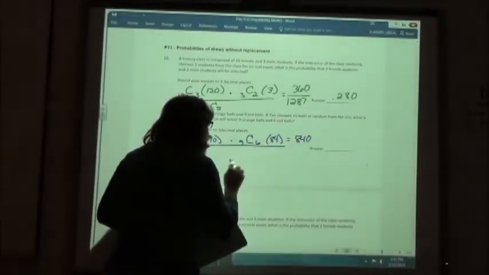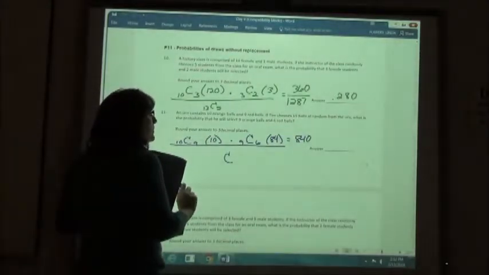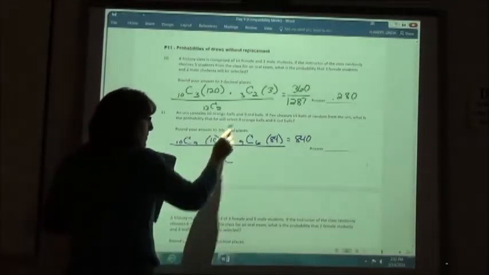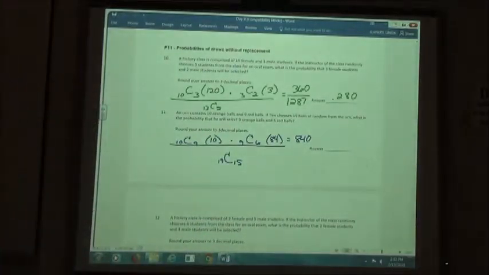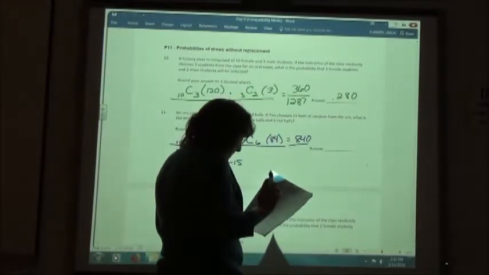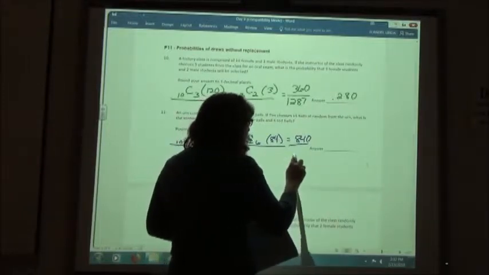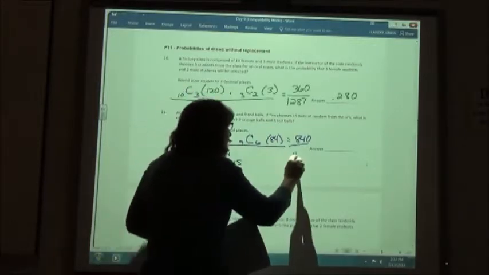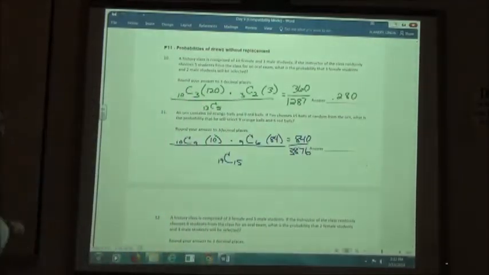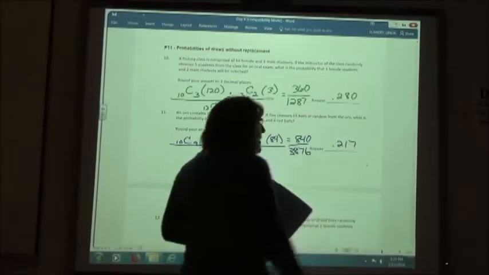On the bottom, I want my total combination. The total amount of balls I had was 19 altogether, and I'm going to choose 15 of them. So if I do that on my calculator, I get 3,876. So then we're going to take our 840 divided by our 3,876 and round it off to 3 decimal places. 0.217. Exactly, 0.217.